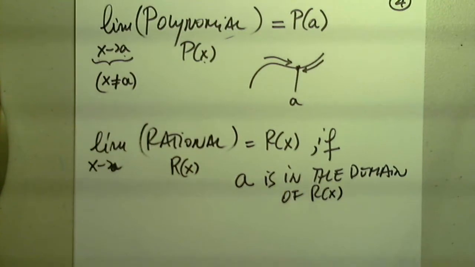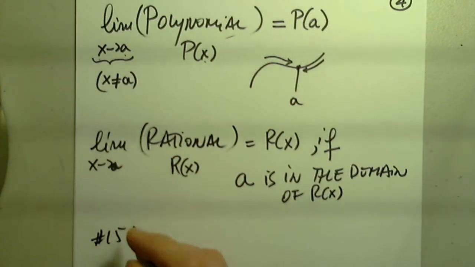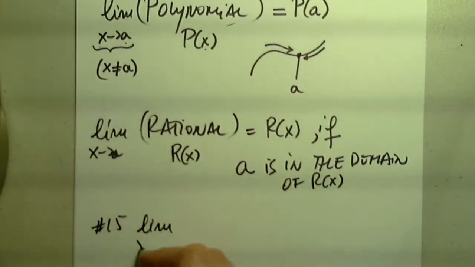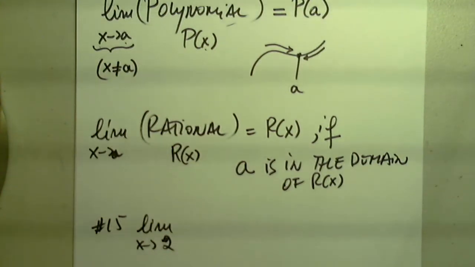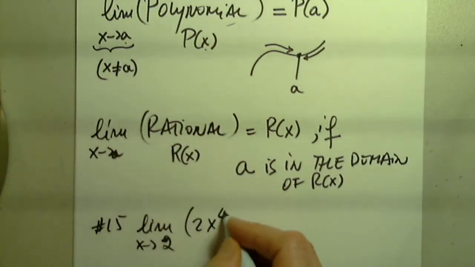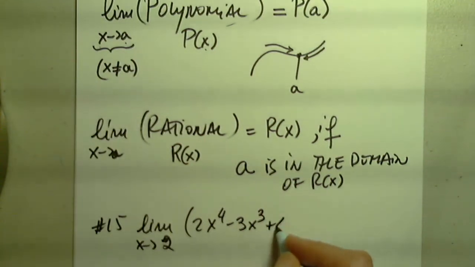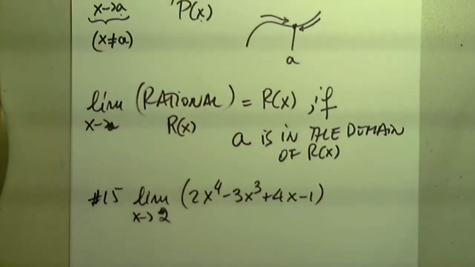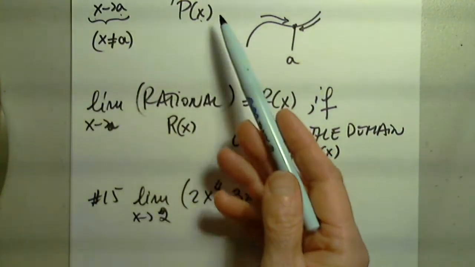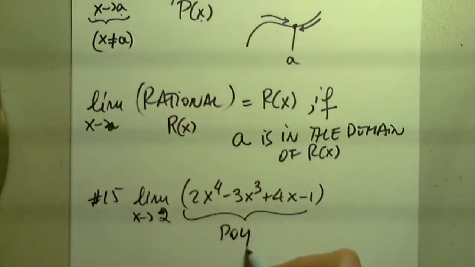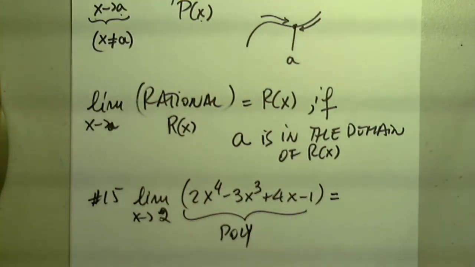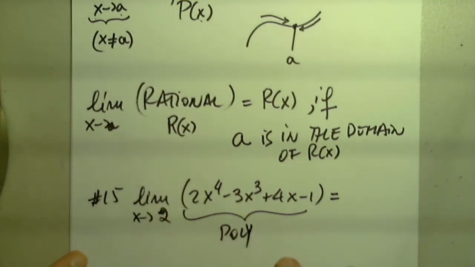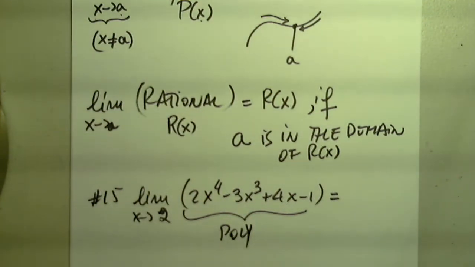So let's look at, I don't know, 15. I'm going to copy 15 and then I'll stop sharing. So limit as x approaches 2 of 2x to the fourth minus 3x cubed plus 4x minus 1. I see that this is a polynomial function. How do I determine the limit? I would like to know when x approaches 2 from either side. So you plug in 2 for x. That's it. That's all I have to do.